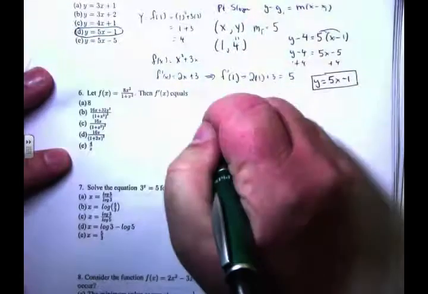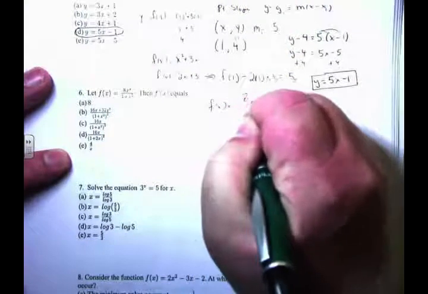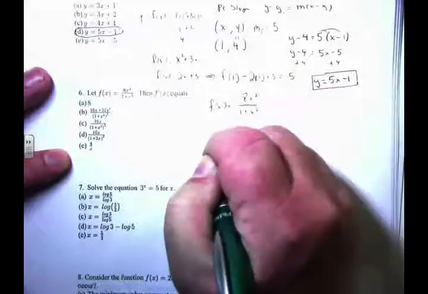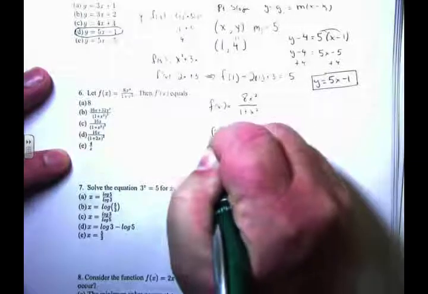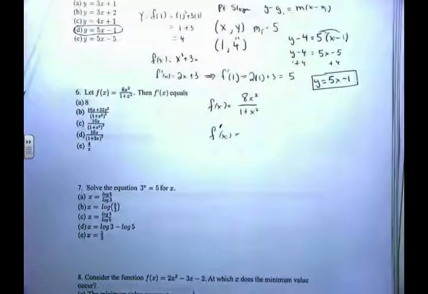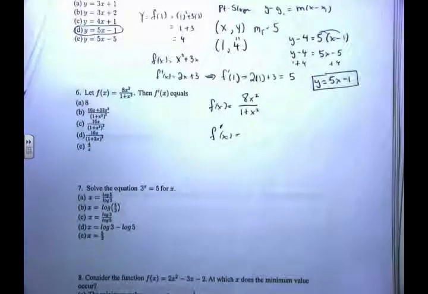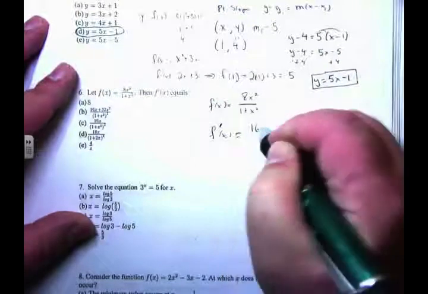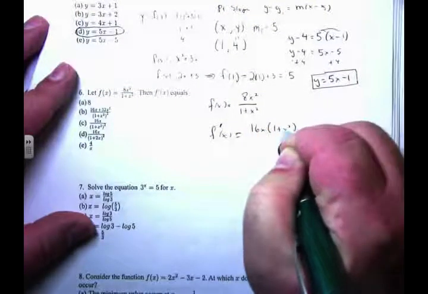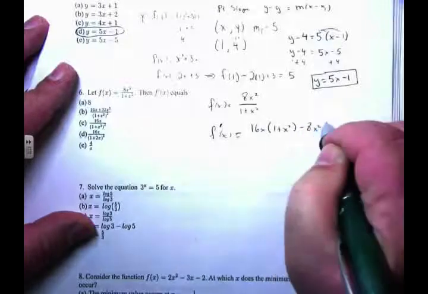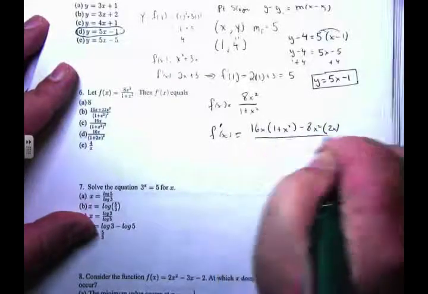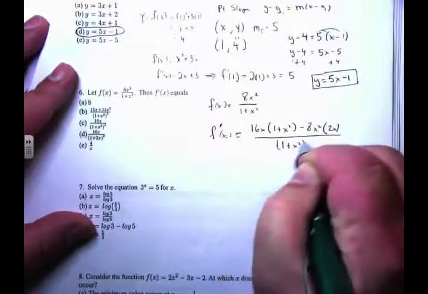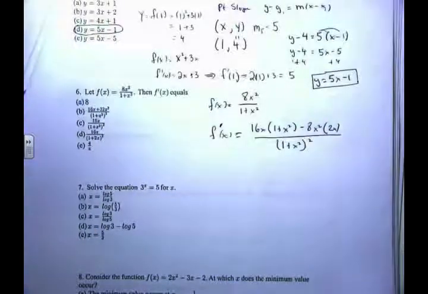This one, f of x is equal to 8x squared over 1 plus x squared. I want to take the derivative. What rule would you use? Quotient rule: derivative of the top times the bottom minus the top times derivative of the bottom, all over the bottom squared. This is what we have memorized. So take your time. Derivative of the top, derivative of 8x squared, is 16x. Derivative of the top times the bottom, 1 plus x squared, minus the top, 8x squared, times derivative of the bottom, 2x, all over the bottom, 1 plus x squared, squared. Does that make sense?